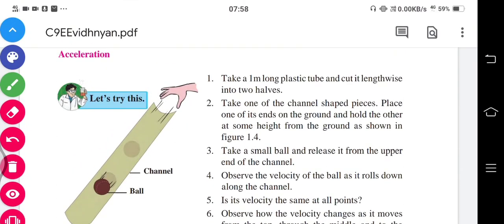Acceleration. So what is acceleration? Change in velocity with respect to time. Is it? So acceleration is the rate of change of velocity with respect to time. Okay.